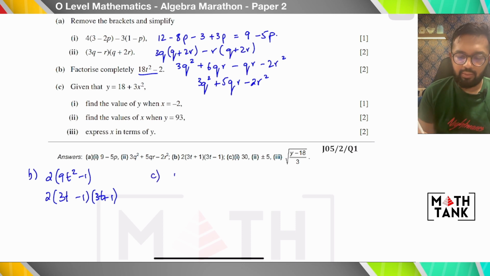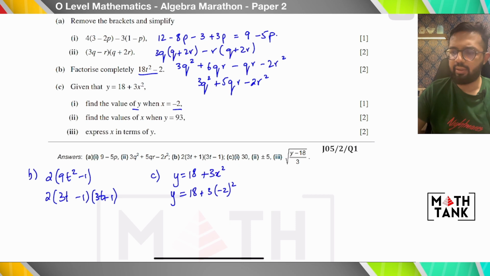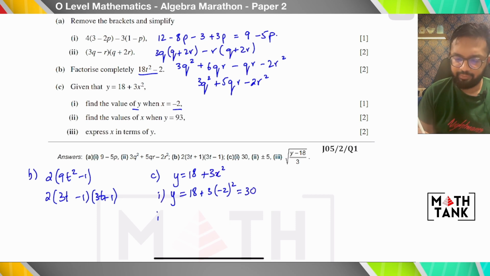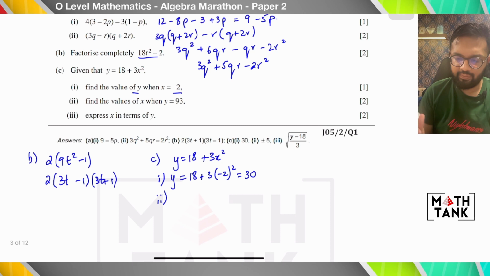Then part C looks simple. It says y equals 18 plus 3x squared. Find the value of y when x equals minus 2. So this is just a calculator application question. Let's put that on a calculator and see if we get the right answer. I get 30. That's part 1.